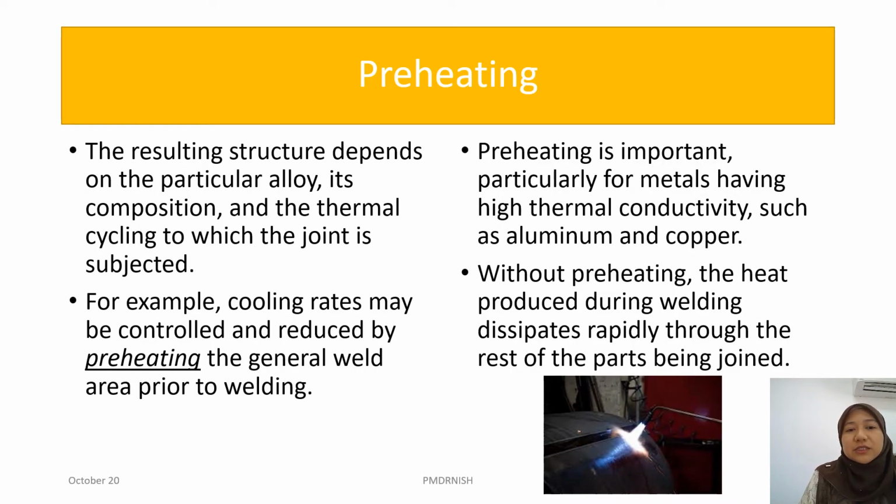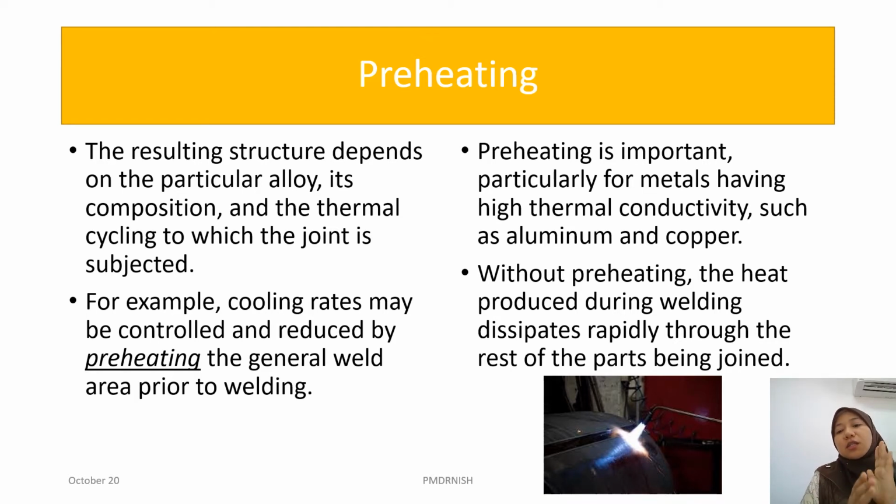The resulting structure also depends on the particular alloy, its composition, and the thermal cycling to which the joint is subjected. For example, cooling rates may be controlled and reduced by preheating the general weld area prior to welding. Preheating is important, particularly for metals having high thermal conductivity, such as aluminium and copper. Without preheating, the heat produced during welding dissipates rapidly through the rest of the parts being joined.